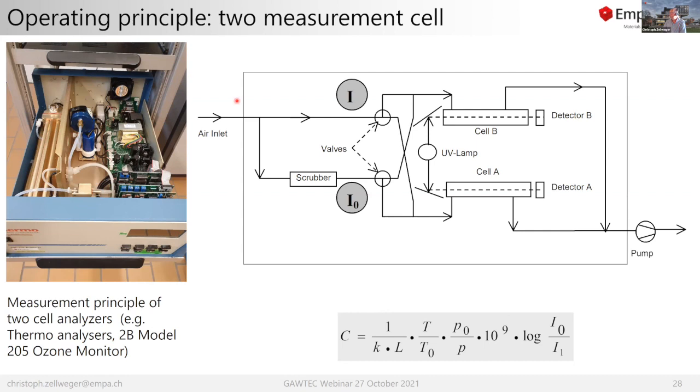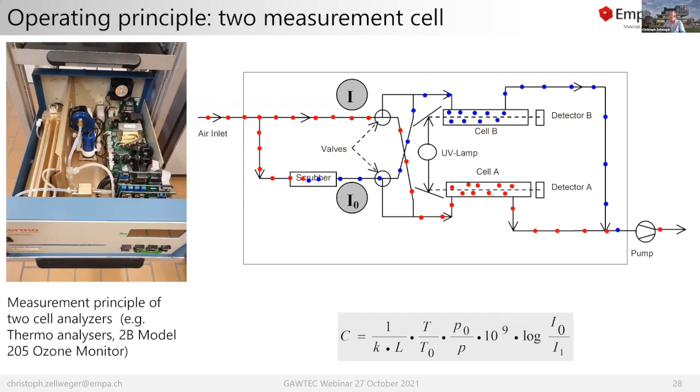So here you have two measurement cells, and the air from the air inlet is split, and so one airstream goes directly to one of the measurement cells. So here you have air with ozone, and then the other part passes over the scrubber, and in the other measurement cell you have your reference. And then you switch between the two cells.